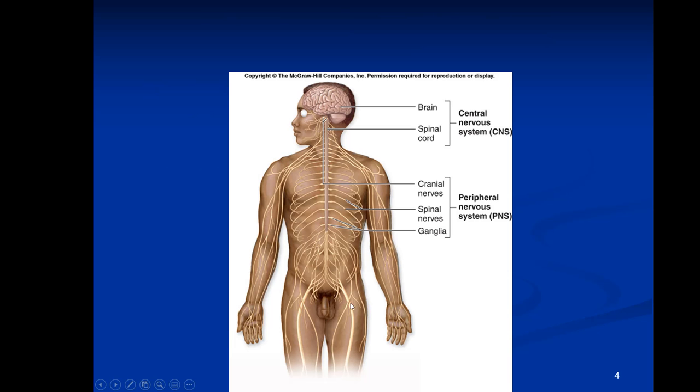So if we look at a picture of this, we see the brain, we see the spinal cord, and that's your central nervous system. And then all these nerves coming off, these would be in the peripheral nervous system. So you get spinal nerves, which are coming off the spinal cord, and you also get some cranial nerves coming off of the brain. A lot of students get confused when they see cranial nerves. They think, oh, that's the brain, it has to be central nervous system, but it's not. If it's cranial nerves, it's outside of the brain.